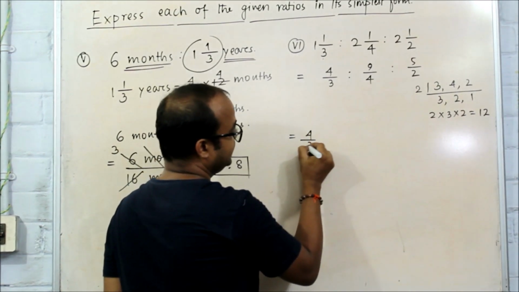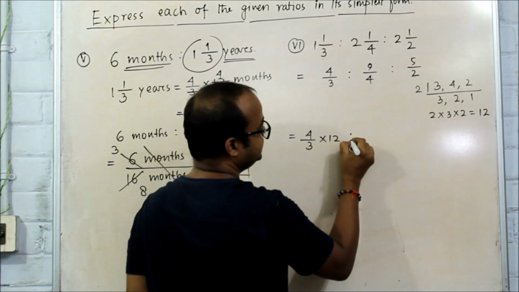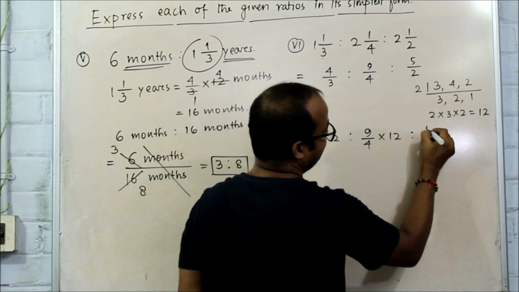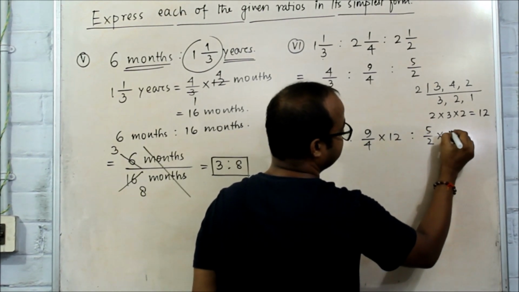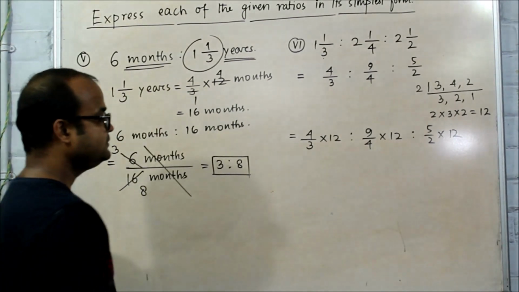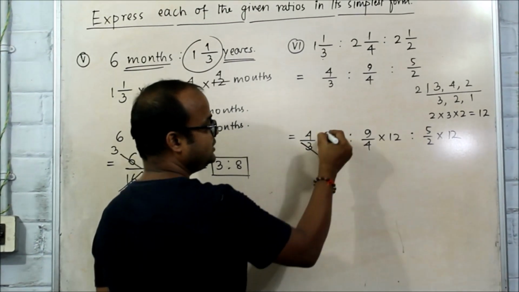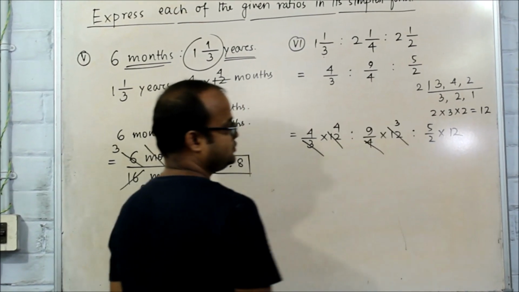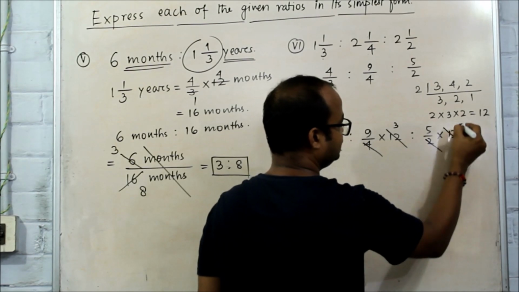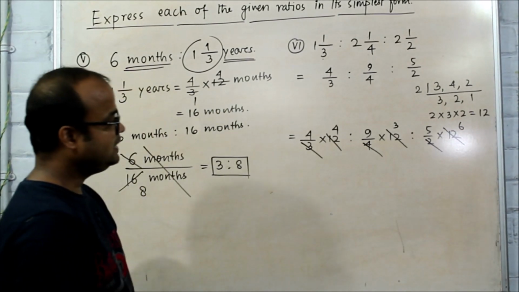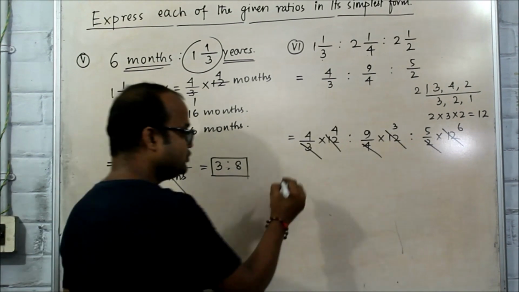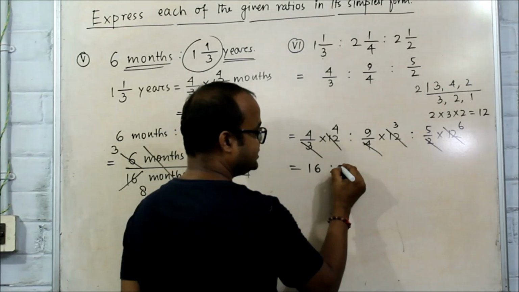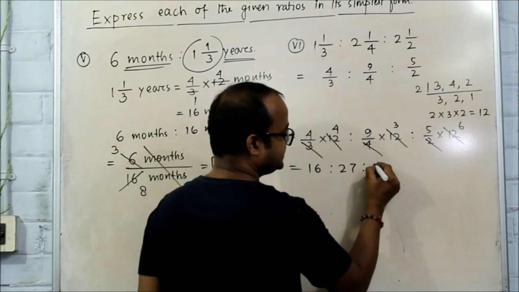So 4 by 3 into 12 is 2, 9 by 4 into 12 is 2, 5 by 2 into 12. Clear? Now see, 3 1 is 3, 3 4s are 12. 4 1 is 4, 4 3s are 12. 2 1 is 2, 2 3s are 6. Clear? So 4 4s are 16, 9 3s are 27, 5 6s are 30.